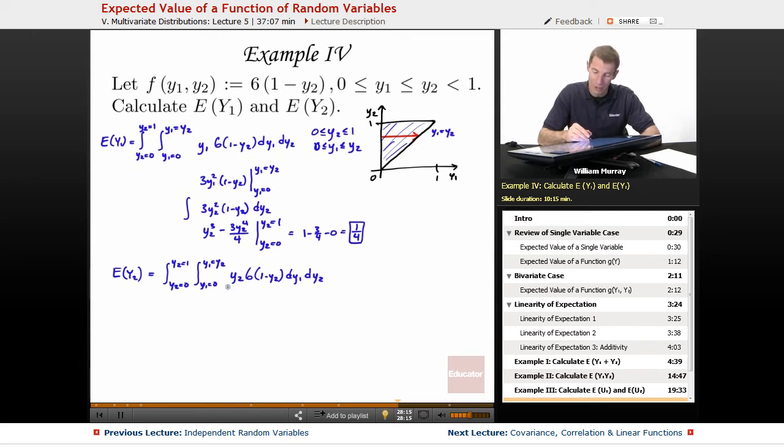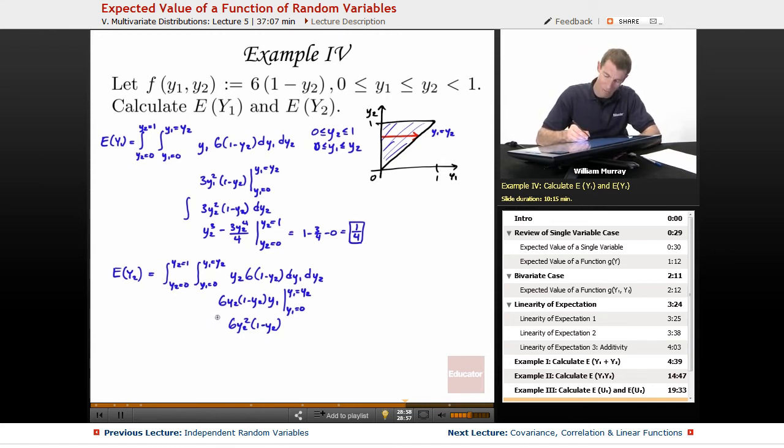So still going to do the inside integral, but since I'm integrating with respect to y1, all the variables here are in terms of y2, so I'm integrating just a huge constant. So it's 6y2 times 1 minus y2. That's all a constant, just times y1. And then I need to evaluate that from y1 equals 0 to y1 equals y2. And so let's see, if I plug in y1 equals y2, I'll get 6y2 squared times 1 minus y2, because there's a y2 there, and then that y1 becomes a y2 when I evaluate it. And if I plug in y1 equals 0, it just drops out.